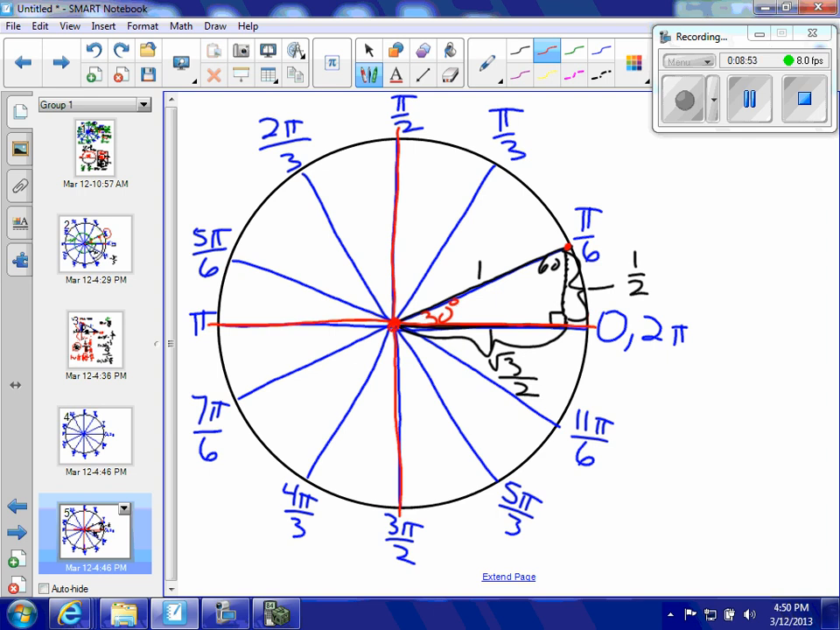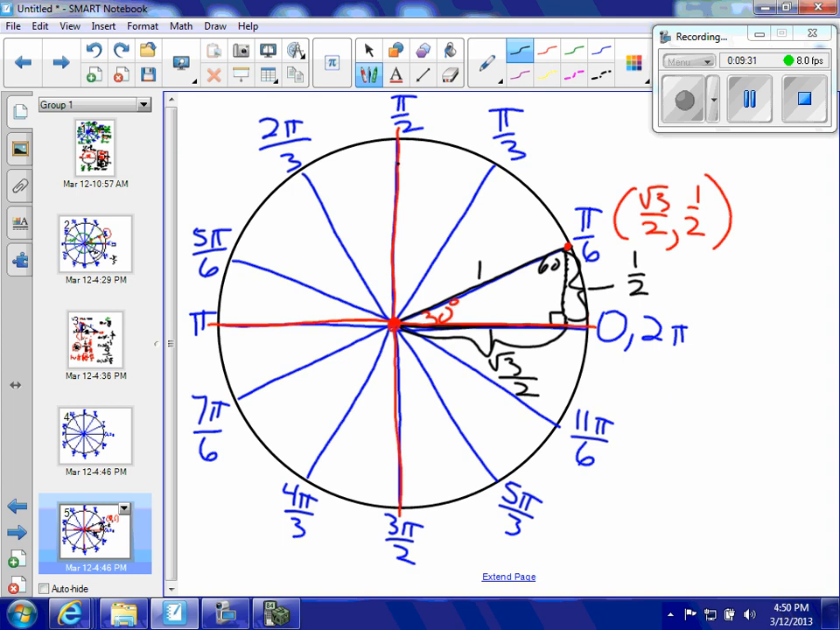The coordinates of the point pi over 6, well, my x value is radical 3 over 2. And my y value is 1/2. Those are the coordinates of the point on my unit circle of pi over 6. Radical 3 over 2, and 1/2. And I have another 30, 60, 90 right triangle if I look at this one right here.